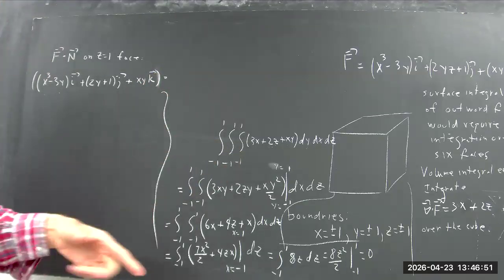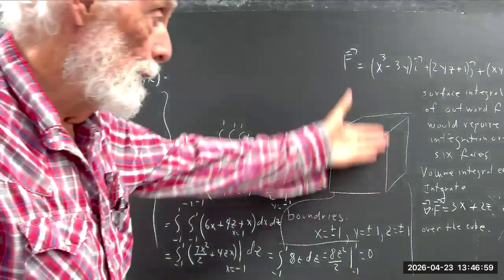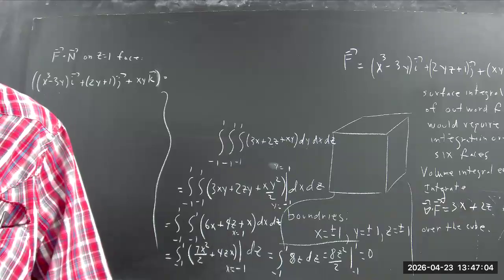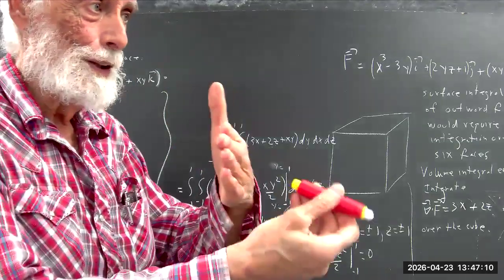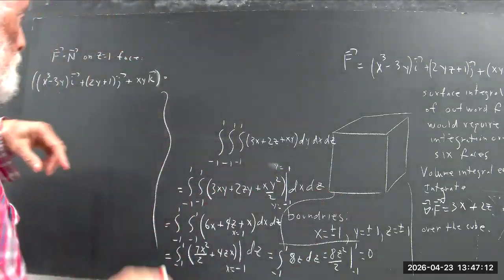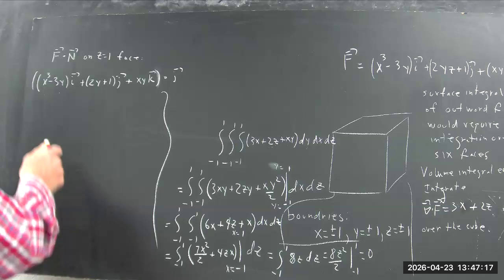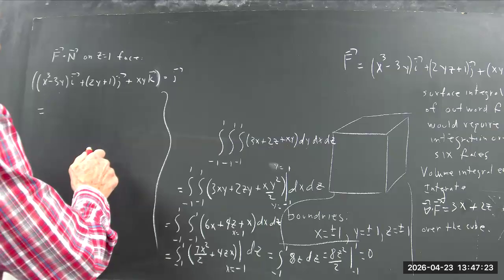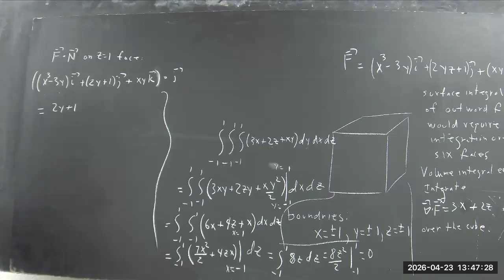dotted with the normal vector on the z equals 1 face. Point in the direction of the normal vector on this face. The cube is like this, so we're talking about this face. It's got to be perpendicular. What's perpendicular to this? Okay, it's this. So your vector would be j, which equals 2y plus 1.